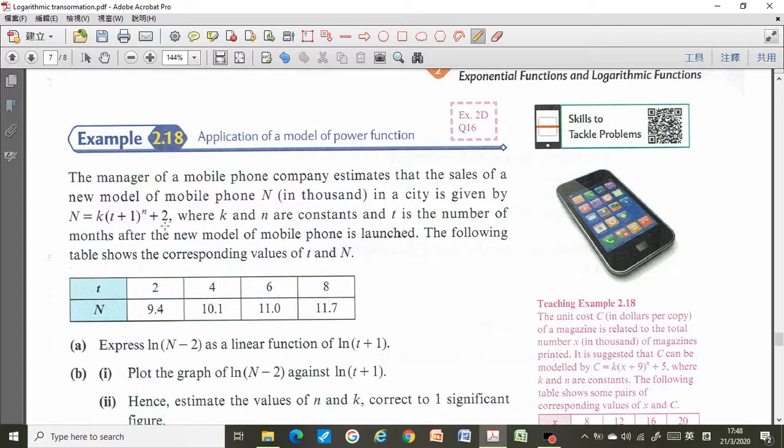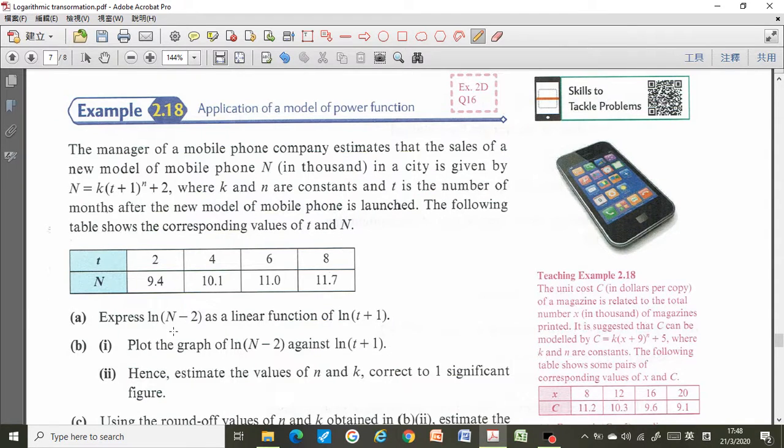So first I will put the 2 to the left hand side to make the right hand side an expression of a product. So here the question will teach you to express N minus 2 and then take logarithm as a linear function of log (t plus 1). Now I write it down for you. First, copy the question. N equals k times (t plus 1) to the power n, plus 2.